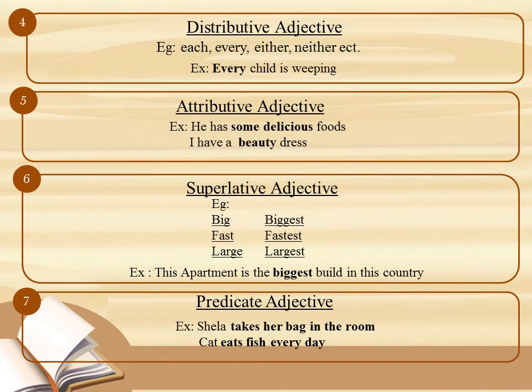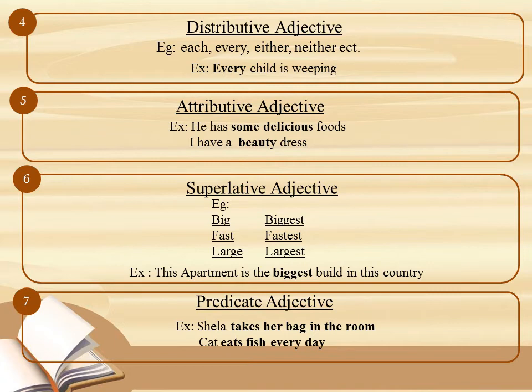The fourth is distributive adjective. Distributive adjective is an adjective that refers to members of a group individually. The parts of distributive adjective are such as each, every, either, neither, etc. For example, every child is weeping.